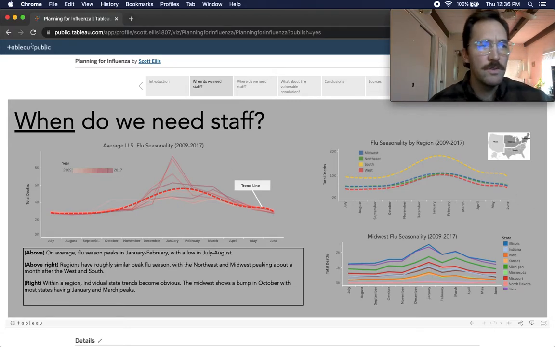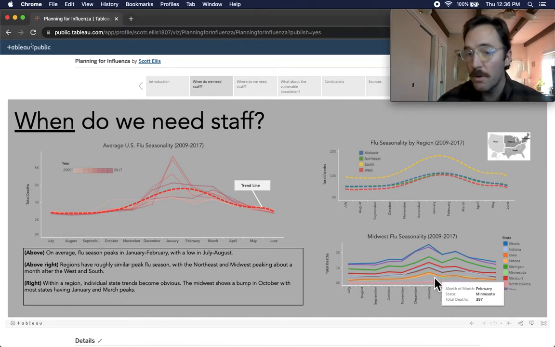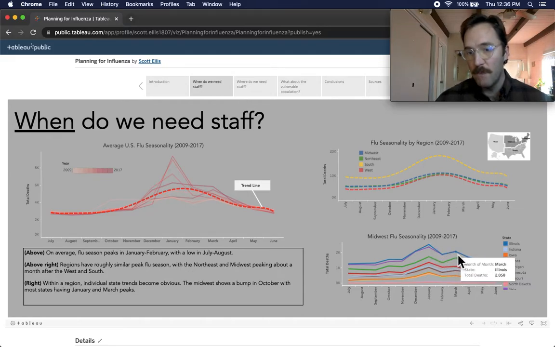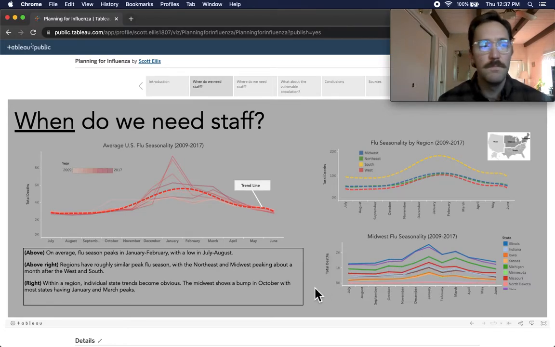And the bottom right chart shows states within the Midwest as an example of individual differences. Instead of following the rounded average pattern of the trend lines, states can have multiple peaks throughout the year. So we see within the Midwest, they tend to follow similar patterns, but they're not all exactly the same. And they do have multiple peaks within the year. Looks like January and March are peaks, and most states have a little bump in October. So this is all very helpful in the predicting of when staffing will be required in regions and individual states.